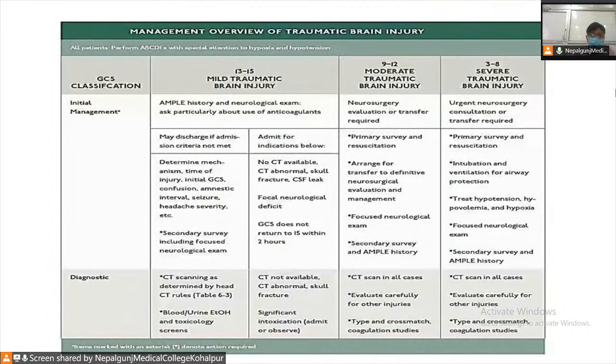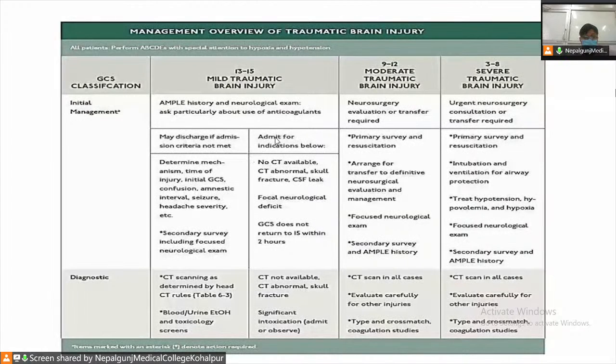Now, what is the initial management of this traumatic patient? Initial management is we need to take the history and neurological examination, and particularly we should ask about anticoagulants, because there is a chance of bleeding disorders associated with it, and the patient might be using anticoagulants. It also increases the blood loss in this case, so we need to know the history. And the patient may be discharged if these criteria are not met.